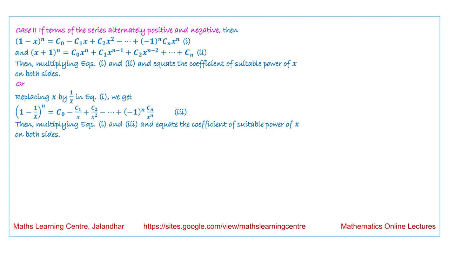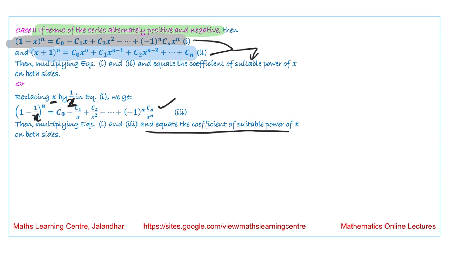Now the second case we are saying is that if in the question it is being given that the terms of the series are alternately positive and negative, then we are talking about two expansions. One is (1 minus x) raised to the power n is equal to this. Second is (x plus 1) raised to the power n is equal to this. Again we multiply both these expansions and equate the suitable powers. Or what we are going to do, we are going to replace x by 1 by x, and we are going to find the expansion of (1 minus 1 by x) raised to the power n. We obtain this expansion, and again by equating the suitable powers we will obtain the answer.